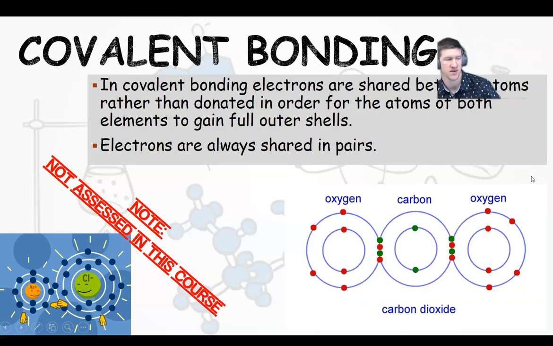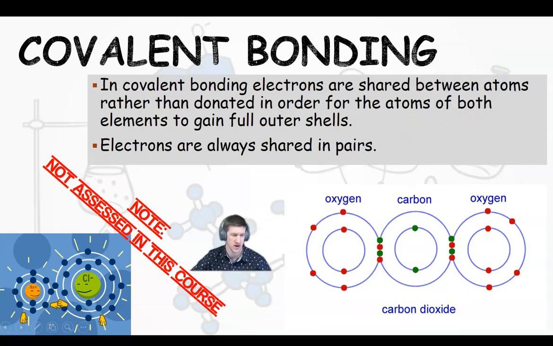Covalent bonding. So remember, this is not assessed in this course. It's just for a bit of information, but we're not covering it in a lot of detail. So if ionic bonding is the donating, or the giving of electrons, covalent bonding is actually sharing them between atoms. So rather than one donating to the other, they both share to get a full outer shell. And we always share the electrons in pairs. So you can see from this picture here, carbon is sharing 2 with oxygen and vice versa. So they all have a full outer shell, but they're actually electron shells of both atoms.